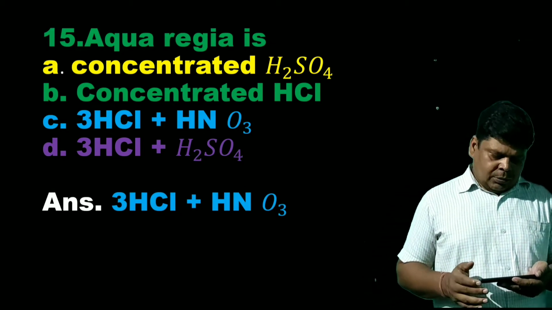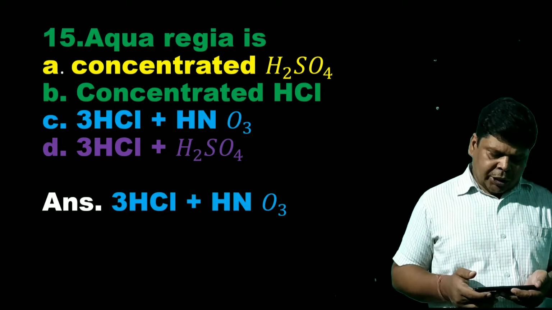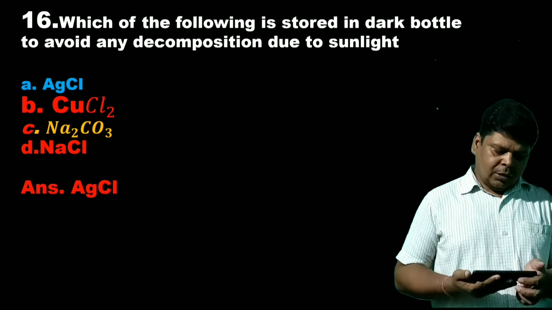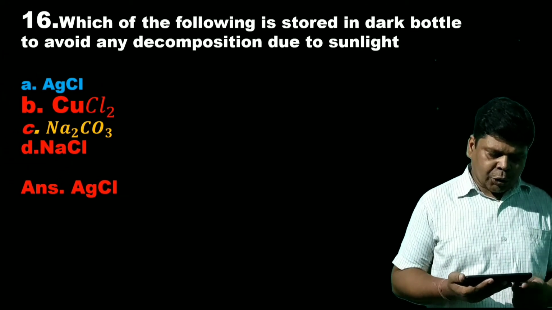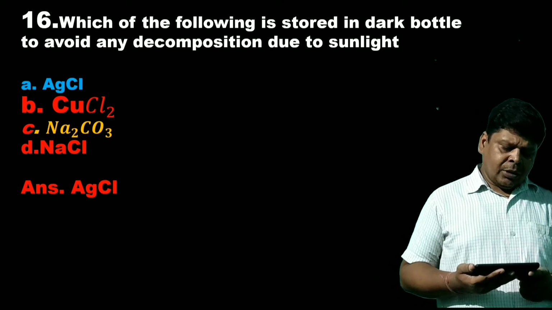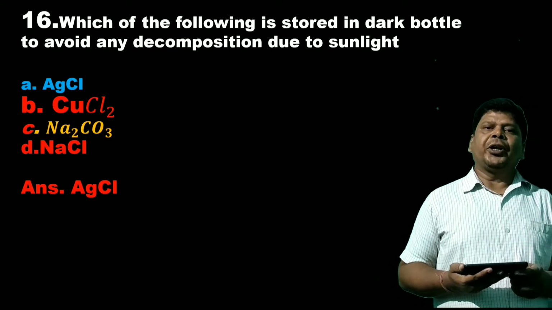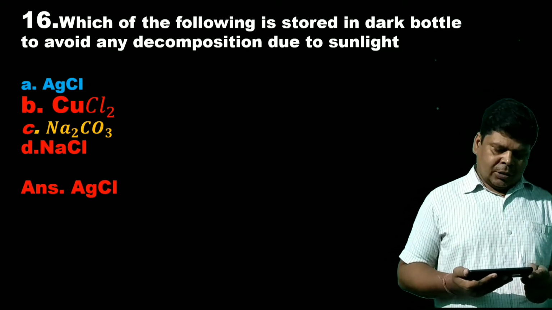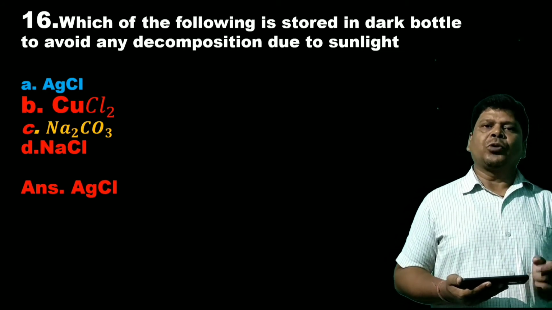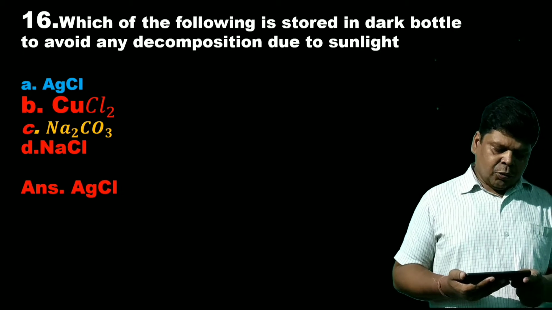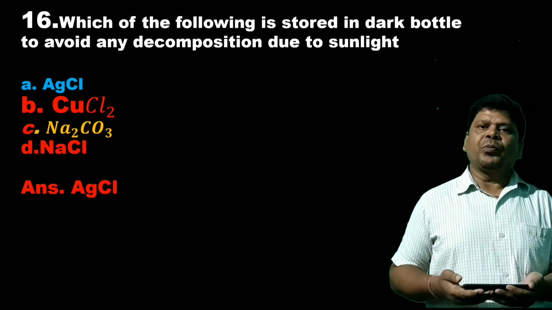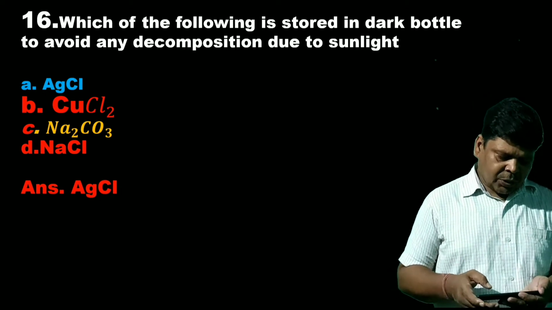Next one, which of the following is stored in dark bottle to avoid any decomposition due to sunlight? Here, AgCl, CuCl2, Na2CO3, NaCl. AgCl gets decomposed due to sunlight and Ag plus Cl2 is formed. This is photolytic decomposition reaction. So it is stored in dark bottle to prevent decomposition reactions. AgCl is the correct answer.